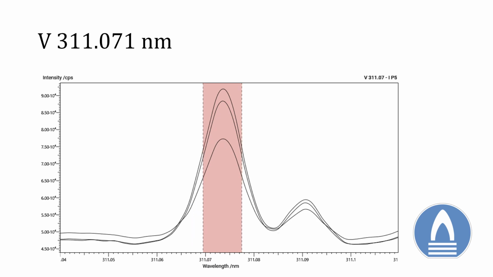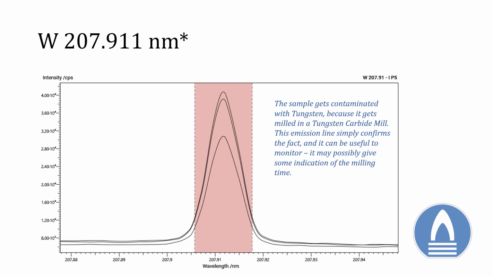292.46, vanadium 311, and then tungsten 207, and this sample gets contaminated with tungsten because it gets milled in a tungsten carbide mill. This emission line simply confirms the fact, and we can probably use this as a monitor line. Maybe it can indicate the milling time later on as well.